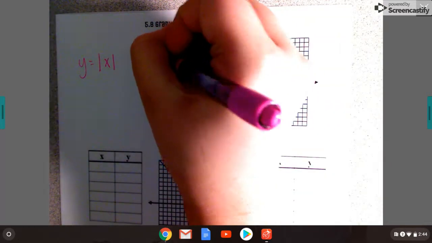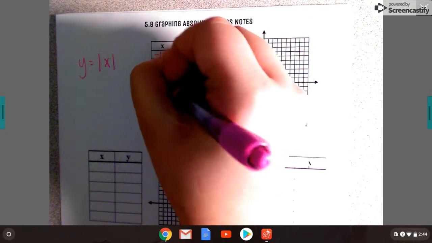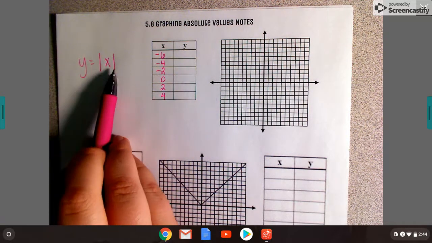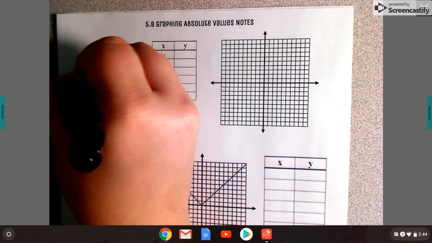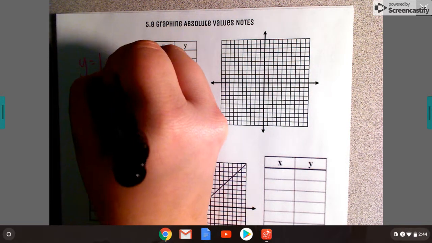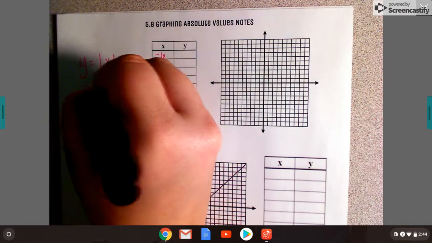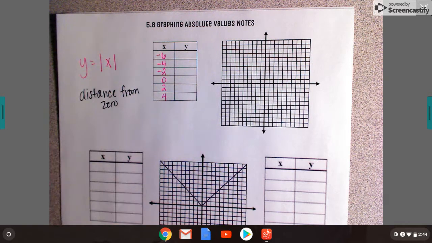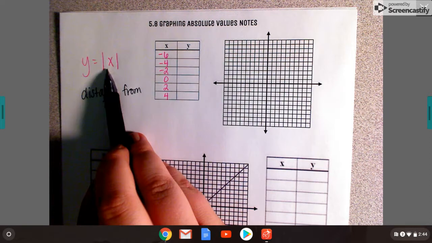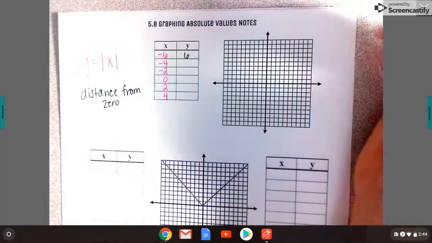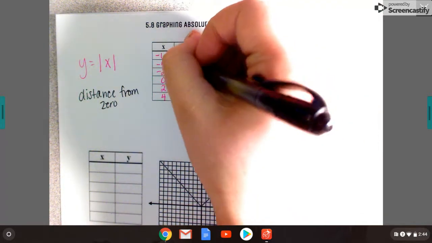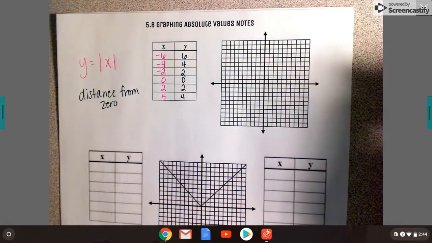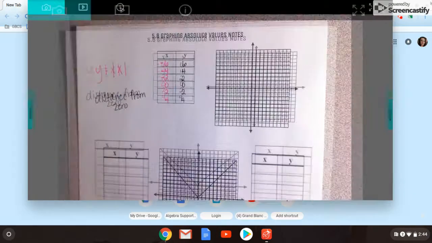So let's do like -6, -4, -2, 0, 2, 4. We'll check those x's. Keep in mind that absolute value is a distance from 0. So anything that's under an absolute value is always going to become positive. So let's see, the distance that 6 is from 0 is 6 away. The distance -4 is away from 0 is 4 away. And you can see the pattern that's happening here. So let's go ahead and plot these points on the axis and see how that goes.